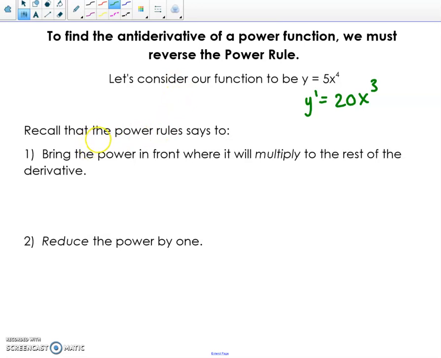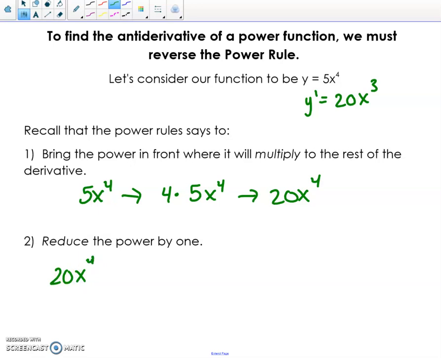The first step is to bring the power in front and multiply it to whatever's in front. So if I'm starting with 5x to the 4th, I'm going to bring the exponent down and multiply it. So 4 times 5x to the 4th, which is going to give me 20x to the 4th. That's where I'm leaving off. So I have 20x to the 4th, and then I'm going to reduce the power by 1, which gives me 20x to the 3rd.